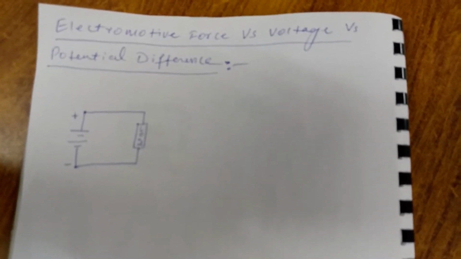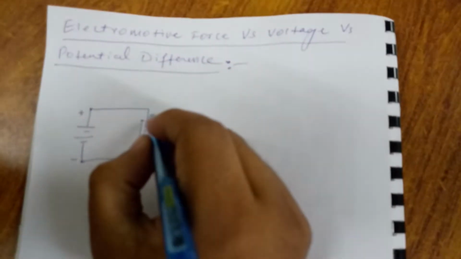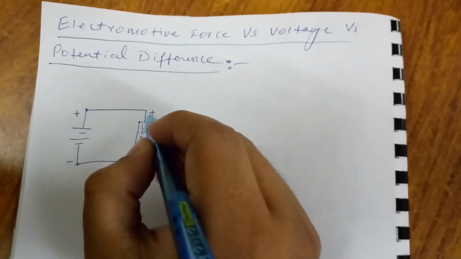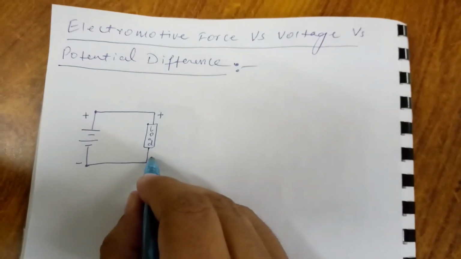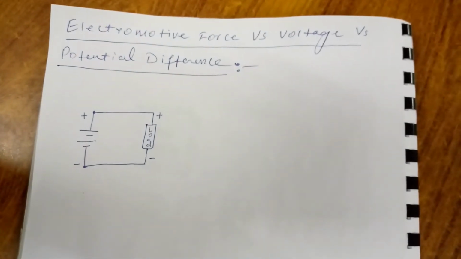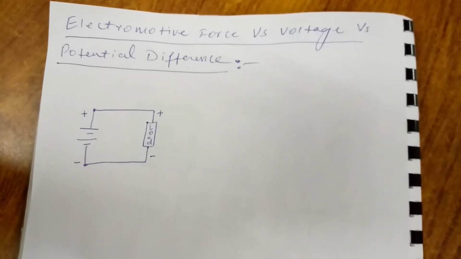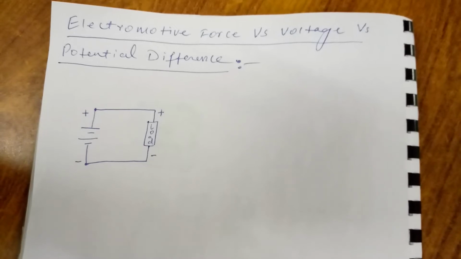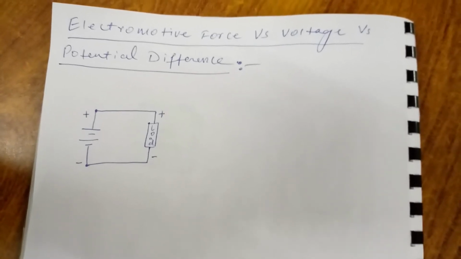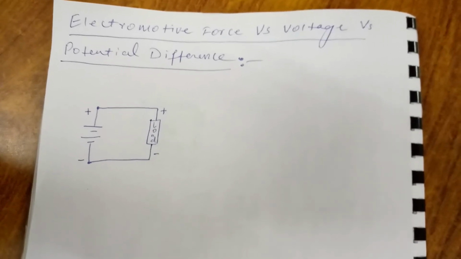A load always behaves as a passive element. The positive terminal of the load is connected to the positive terminal of the battery. The negative terminal of the load is connected to the negative terminal of the battery. Now the load is connected to the battery. The battery will supply power to the load and the load will consume power from the battery.